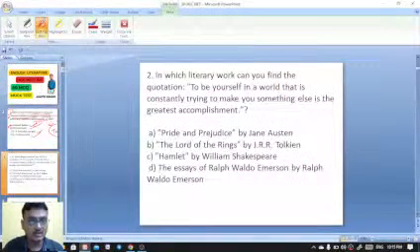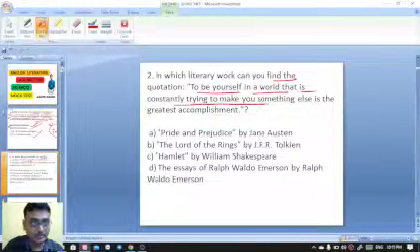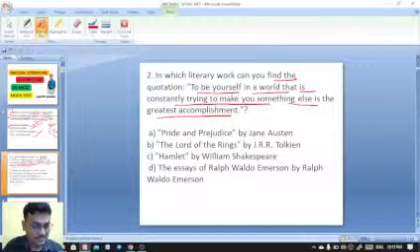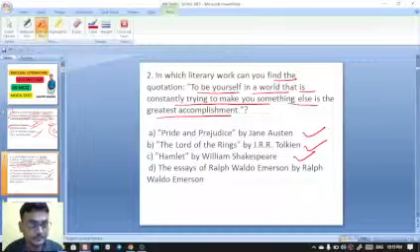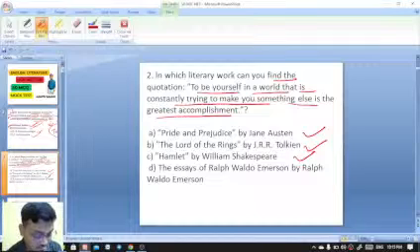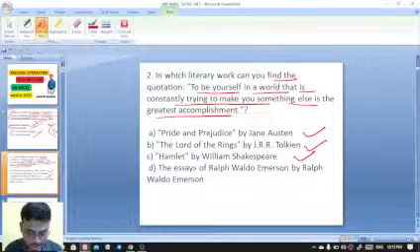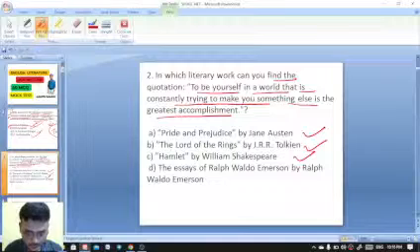In which literary work can we find the quotation that to be yourself in a world that is constantly trying to make you something else is the greatest accomplishment? Options: Pride and Prejudice, The Lord of the Rings, Hamlet, The Essays of Ralph Waldo Emerson by Ralph Waldo Emerson. To be yourself in a world that is constantly trying to make you something else is the greatest accomplishment. What would be the right answer here?